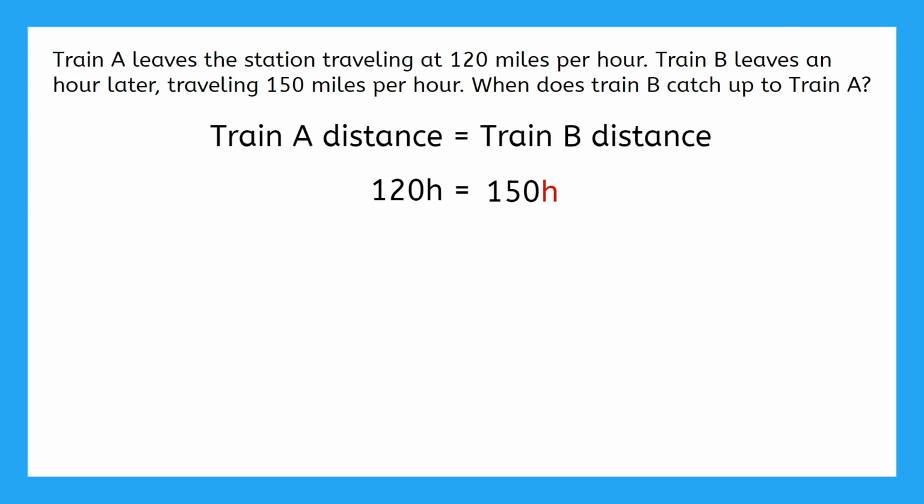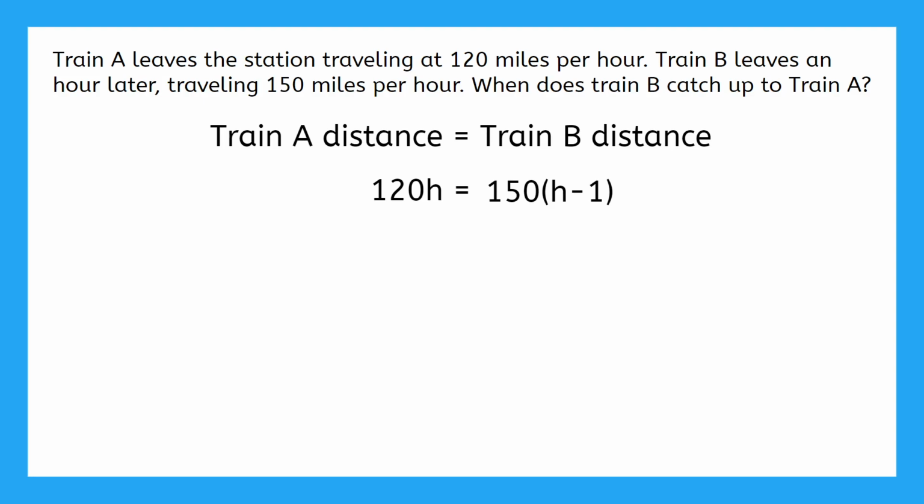But remember that train B left an hour after train A. So train B's number of hours will always be 1 hour less. If train A has been traveling for 2, train B has only been traveling for 1. If train A left 3 hours ago, train B left 2 hours ago. You get the point. So to say train B's time is 1 less than train A, we would write train B's time as h minus 1.